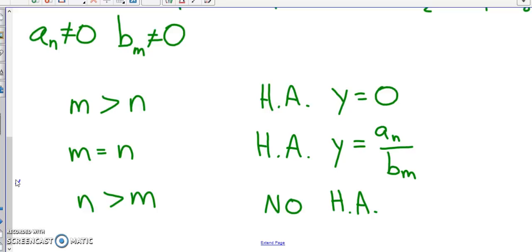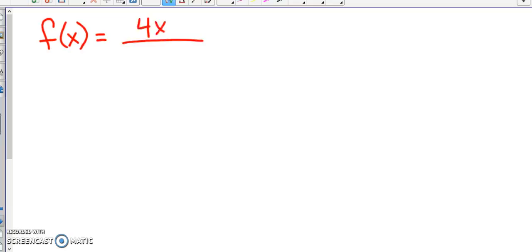Now, let's do some examples. So let's say that f of x is equal to 4x over 2x squared plus 1. By the way, there are no vertical asymptotes because you've got something x squared plus something else. Remember, that's not equal to 0 in the real numbers. But let's look at the horizontal asymptote, shall we?